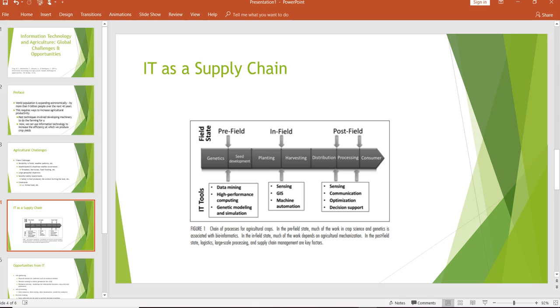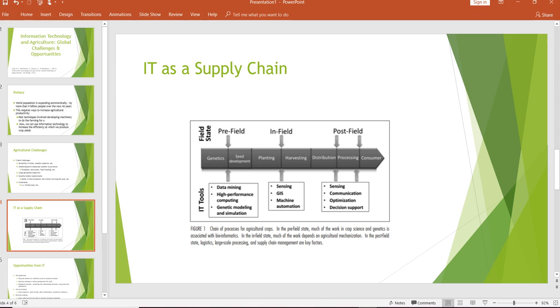Typically, that's September, October, something like that, where you take the corn down and you take it to the local grain mill and you sell it or whatever. So how does IT tie into that? This figure tries to allude to that. So in the pre-field status, we can use data mining techniques, high-performance computing. We do genetic modeling and simulation. Bioinformatics is getting popular nowadays.